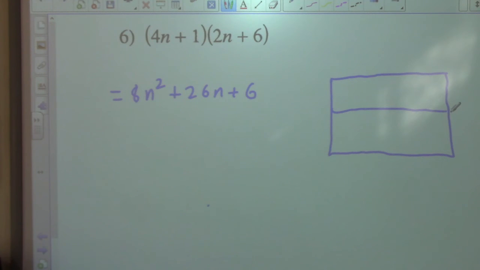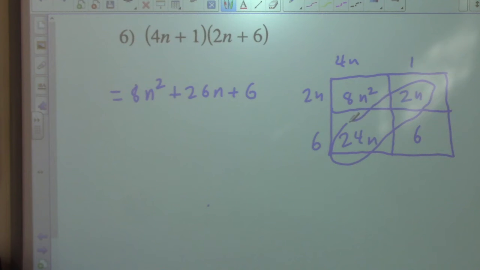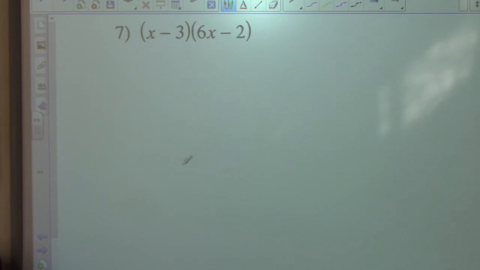So we have here, did you put up here 4n plus 1? Is that what you did? And then 2n, 6. So here you got 8n squared. Here you got 2n. Here you got 24n. And you got 6. And so that's it, right? Thank you. Let's go ahead to this one here.